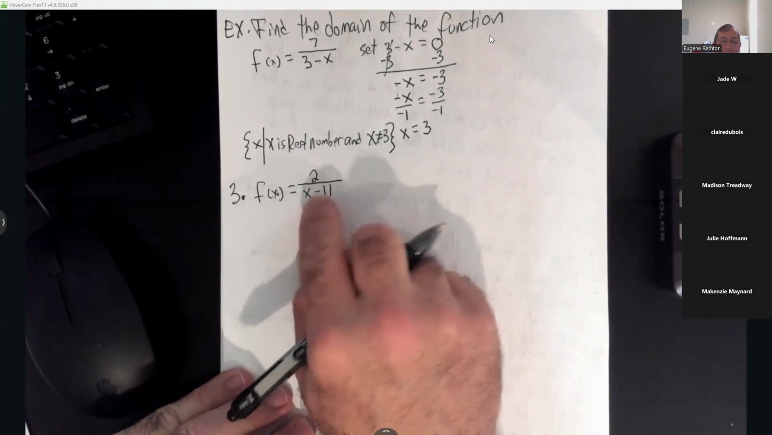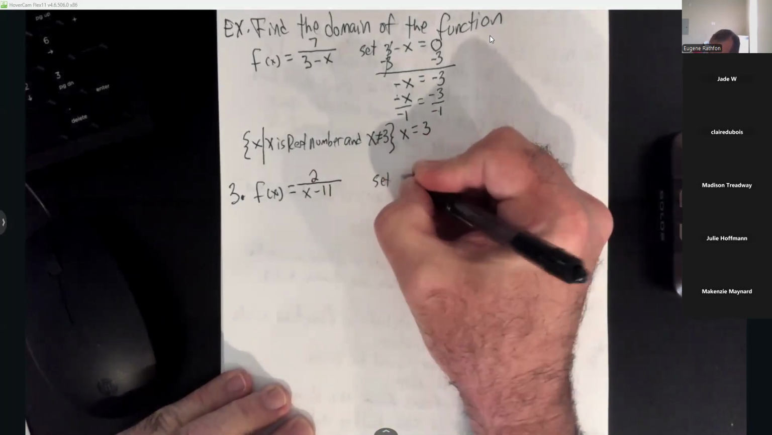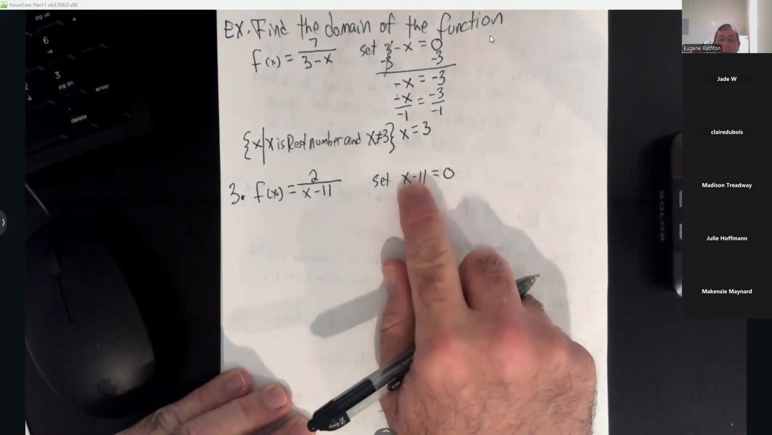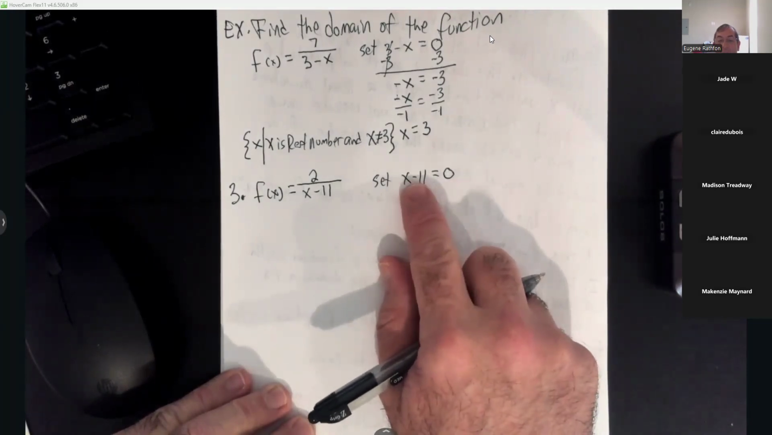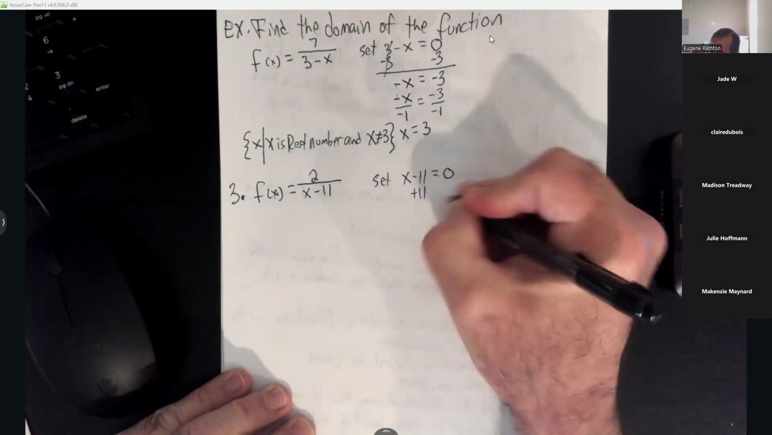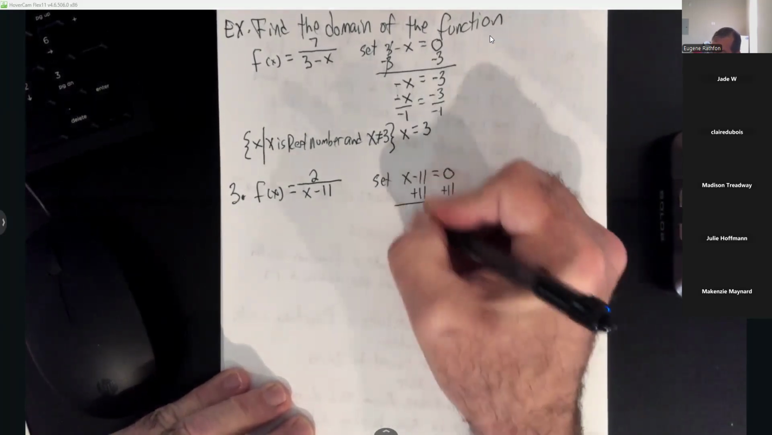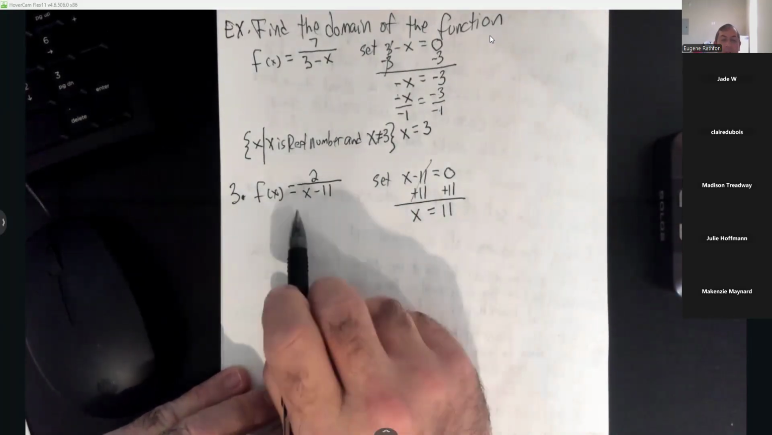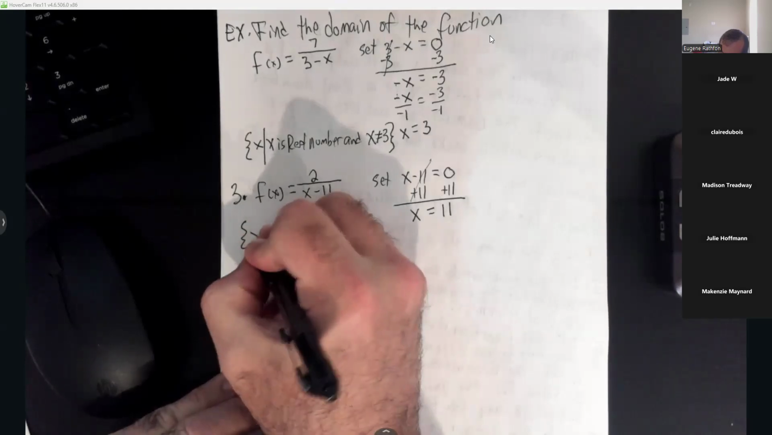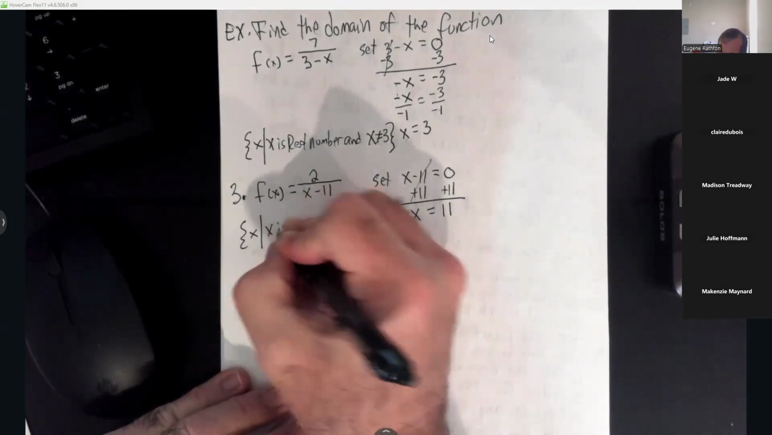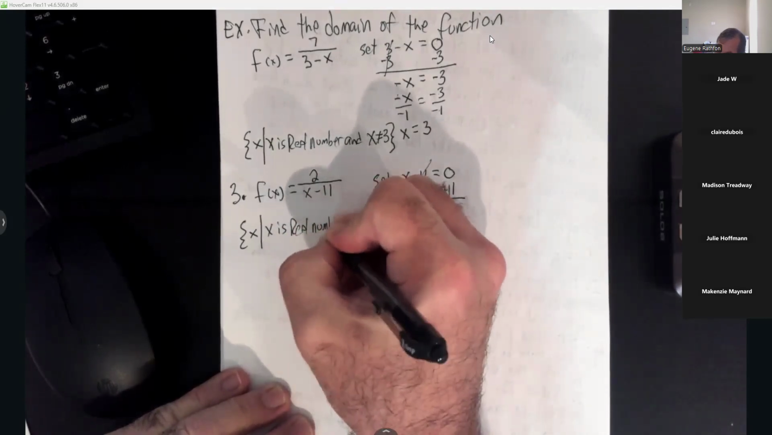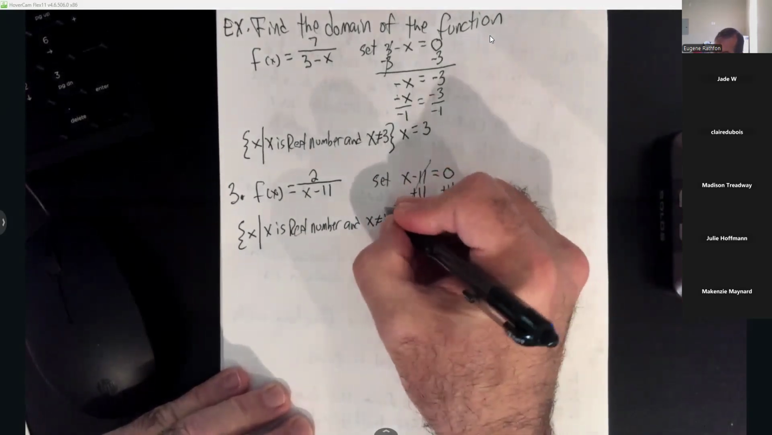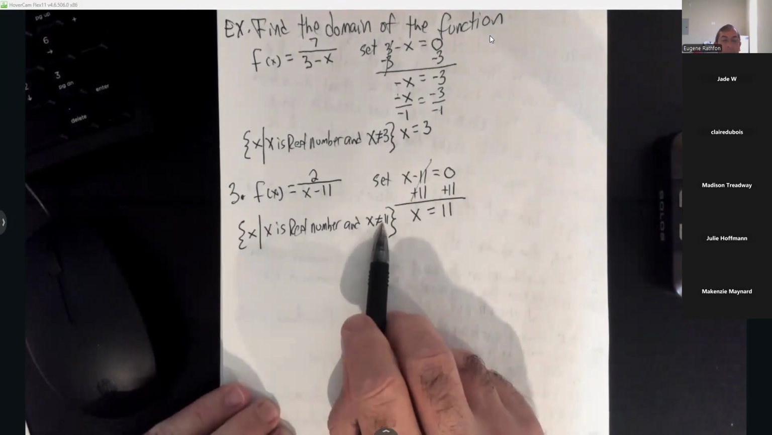So since I do have a variable in the bottom, if you want to, you could set x minus 11 equal to 0. Solve that for the x. So all I got to do is move that 11 over by adding 11. And y'all look, that gives me my x. Those cancel, and I get 11. So good job. So my domain would be x such that x is a real number and x cannot equal a positive 11. Okay?